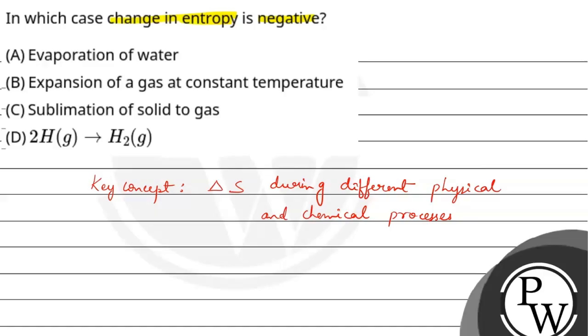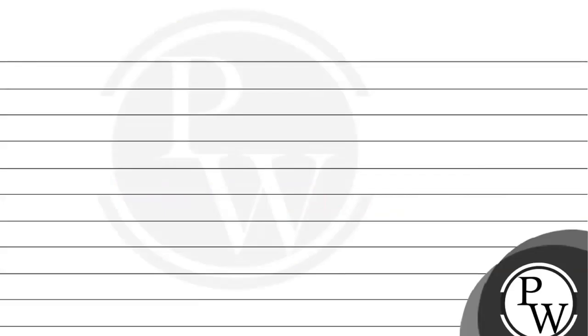So entropy change, we know it is a measure of randomness in the system. So किसी भी सिस्टम के randomness को दर्शाता है. What is? That is delta S. Randomness of a system. So this delta S can be positive or negative depending upon the nature of the process. So we'll understand when it is positive and when it is negative.